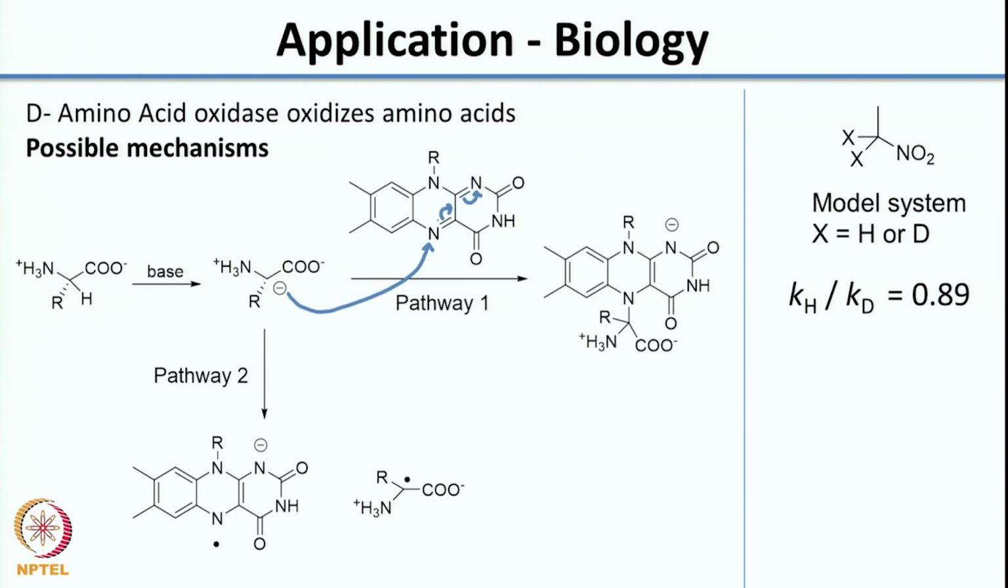You have the electrons going towards, so you have this conjugated system. You have a negative charge that comes on the nitrogen, and a radical that is generated here. And of course, because it is a single electron transfer, you have another radical generated at the amino acid.